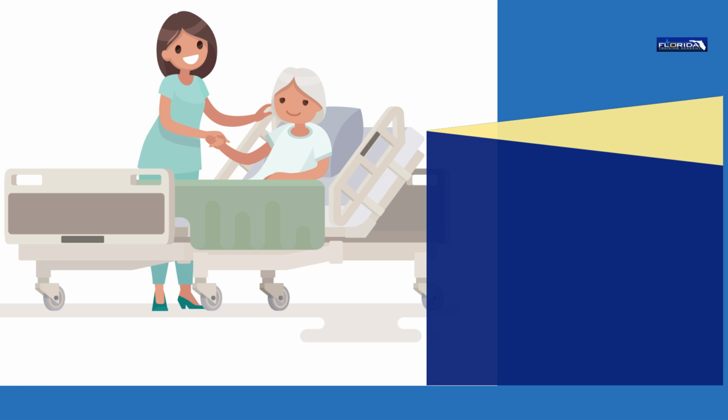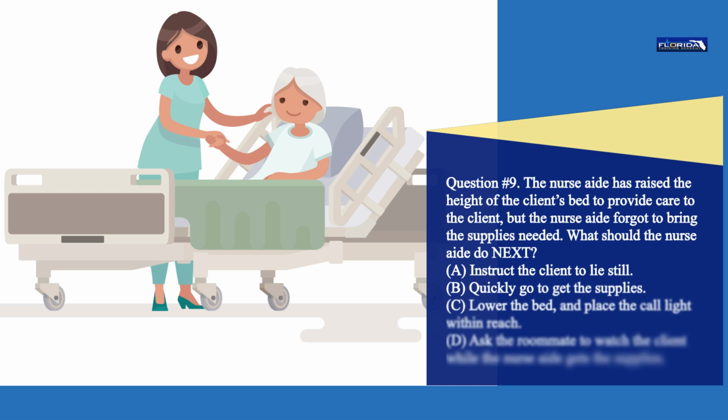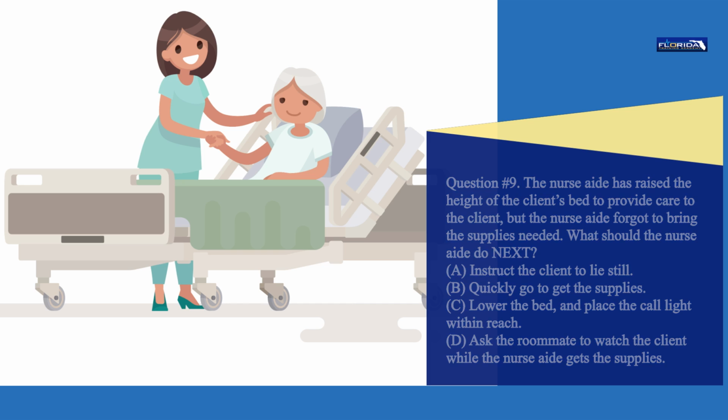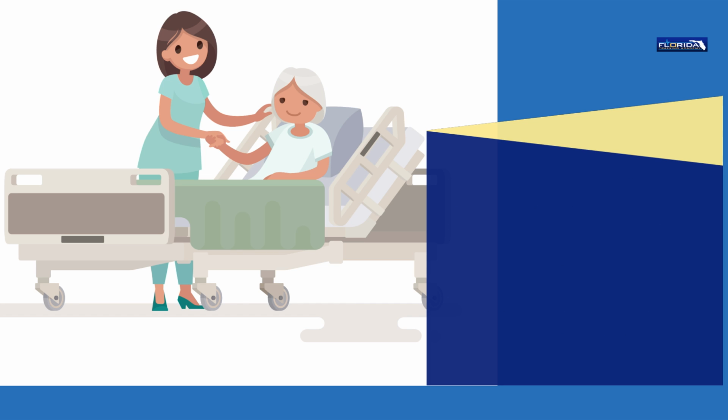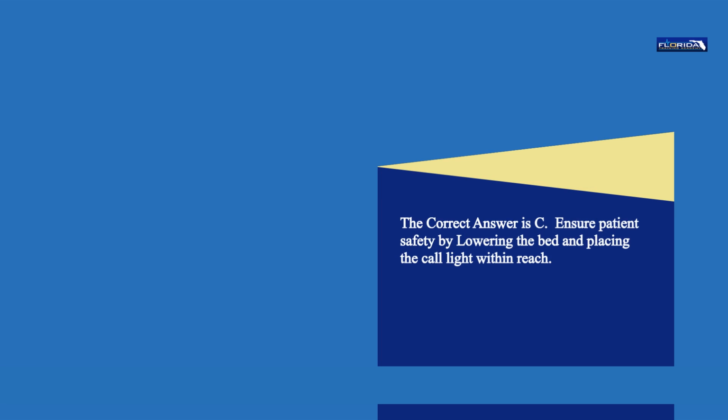Question number 9. The nurse aide has raised the height of the client's bed to provide care to the client, but the nurse aide forgot to bring the supplies needed. What should the nurse aide do next? A. Instruct the client to lie still. B. Quickly go to get the supplies. C. Lower the bed, and place the call light within reach. D. Ask the roommate to watch the client while the nurse aide gets the supplies. The correct answer is C. Ensure patient safety by lowering the bed and placing the call light within reach.